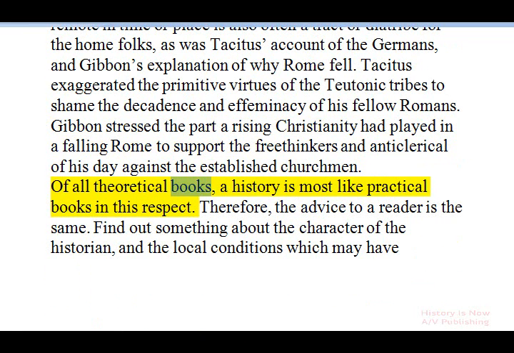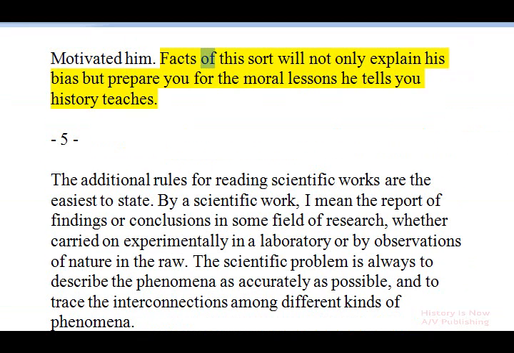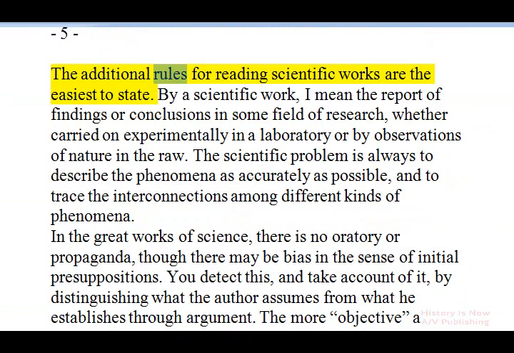Of all theoretical books, a history is most like practical books in this respect. Therefore, the advice to a reader is the same. Find out something about the character of the historian, and the local conditions which may have motivated him. Facts of this sort will not only explain his bias but prepare you for the moral lessons he tells you history teaches. Five. The additional rules for reading scientific works are the easiest to state.